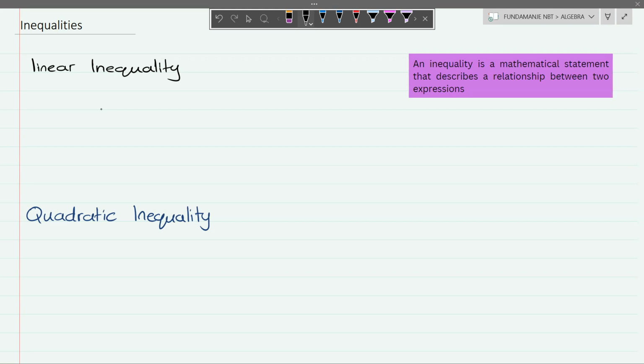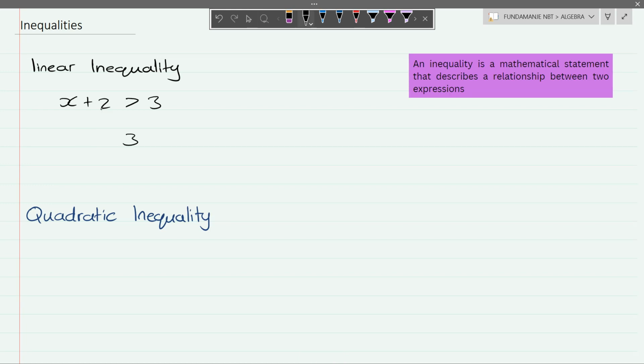Now, to actually visualize this, let's use a simple example such as x plus 2 is greater than 3. For what values of x will this inequality be true? What we are concerned with is the values that we can assign to x such that this inequality remains true. Let's try and substitute 1 for x. We would have 1 plus 2, which would give us 3. But 3 is equal to 3. It is not greater than 3. So that would be incorrect.